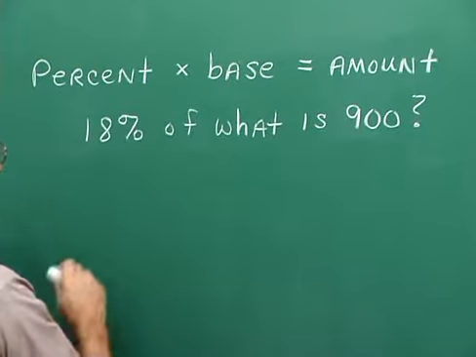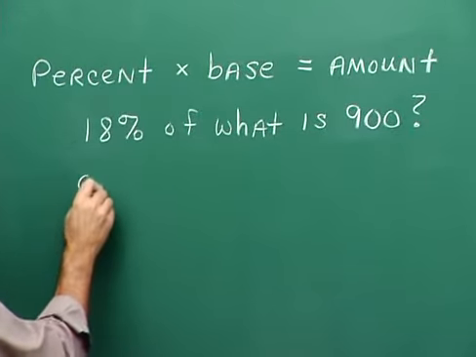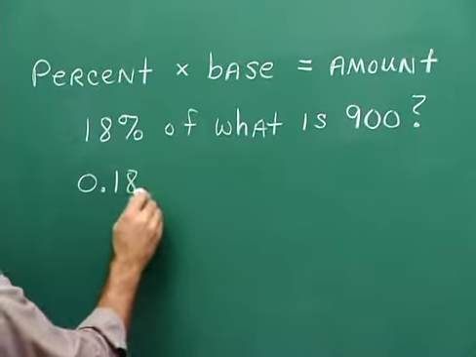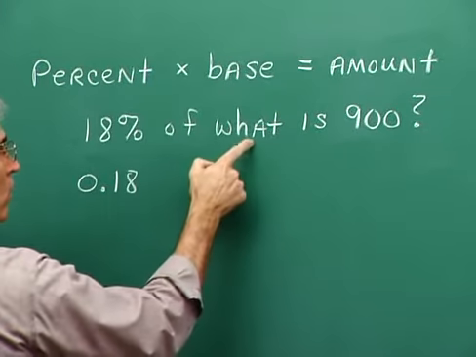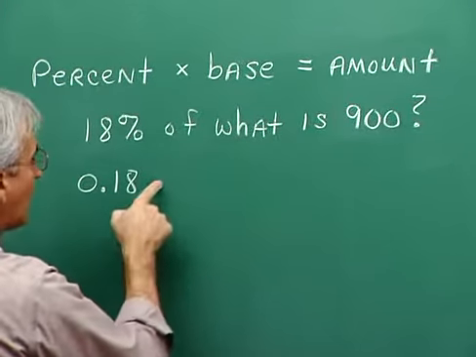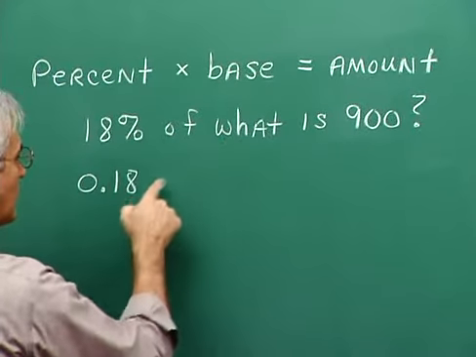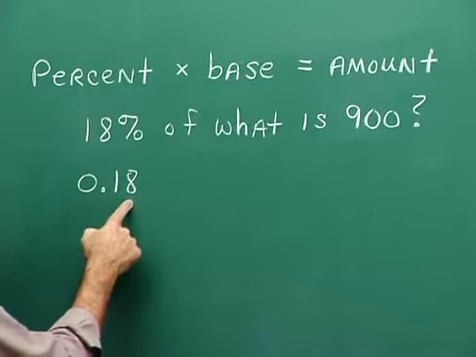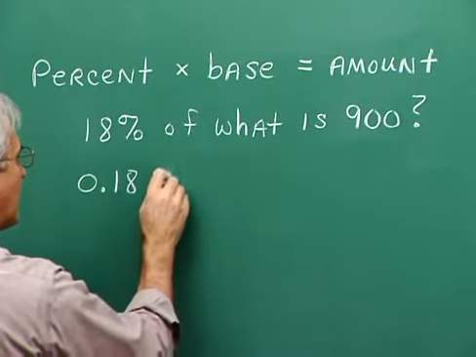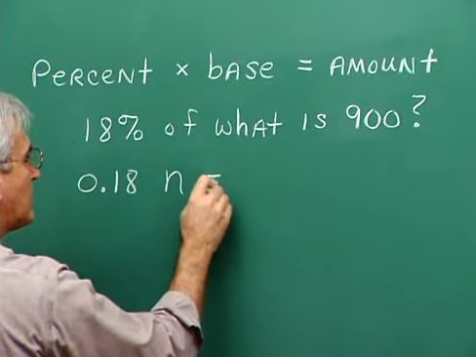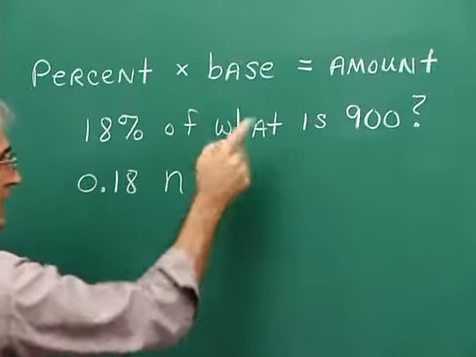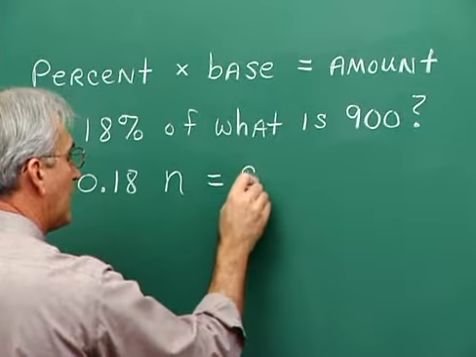18% we'll write as a decimal. We slide the decimal point over, and this becomes 0.18. Of means times. What means what number. Now, I can write a little times sign here, or I can just put the letter next to the 0.18, and it means the same thing. If I put the n right here, it means the same thing as times n. All right, is means is equal to 900.